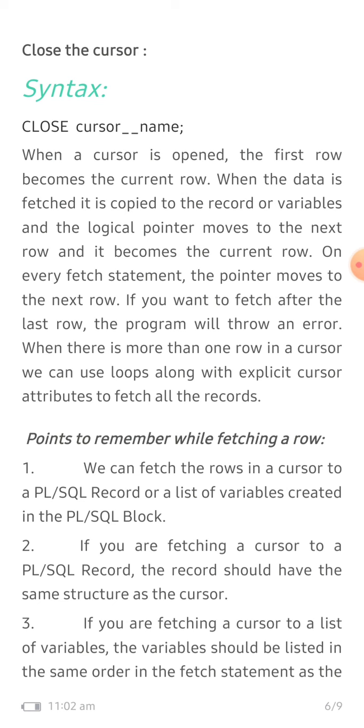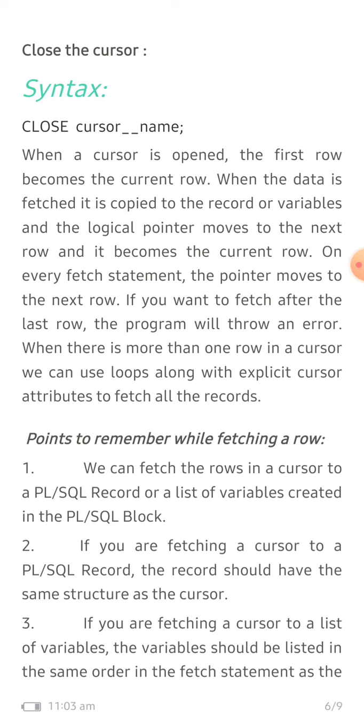When a cursor is opened, the first row becomes the current row. When the data is fetched, it is copied to the record or variable, and the logical pointer moves to the next row and it becomes the current row. On every fetch statement, the pointer moves to the next row. If you try to fetch after the last row, the program will throw an error. When there is more than one row in a cursor, we can use loops along with explicit cursor attributes to fetch all the records.